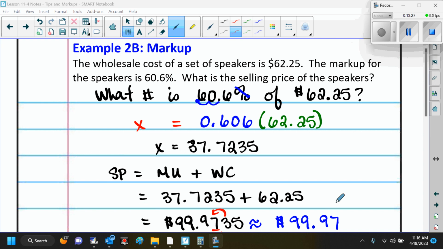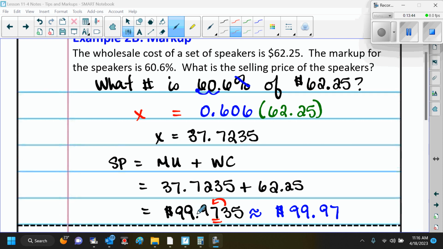So we translate the English to math, and then we get 37.7235. Now, I'm not going to round until the end, right? So then we add the markup plus the wholesale cost, $62.25, and then we get this right here. And then from there, rounding to the nearest cent, that's going to be $99.97.